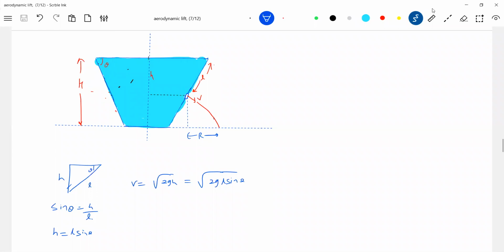Now, if this is theta, this will be theta, 90 minus theta. So this will be theta. Then capital H minus h should be equal to v cos theta t plus g t square by 2. Solving this, we'll get the time. After getting time, the range will be v sine theta into t. How about the thrust force? The thrust force will act normal to this. A is the area of cross section of the hole.